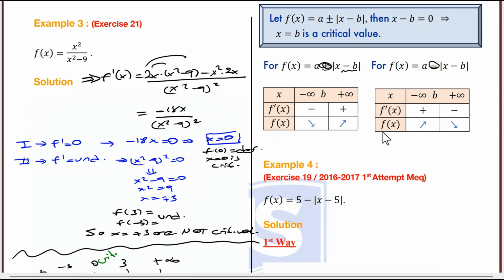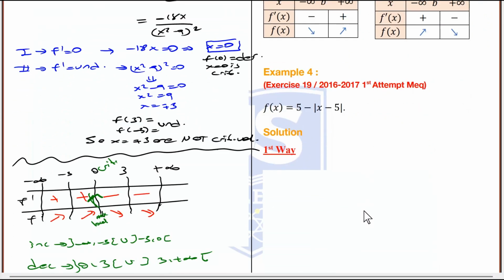Another way is using a graph, of course. Since absolute values are parent functions, you know how to transform them and how to sketch their graph. You can simply sketch their graph and identify increasing and decreasing intervals and local extrema too. So let's take a look at the first question and answer it by using both ways.